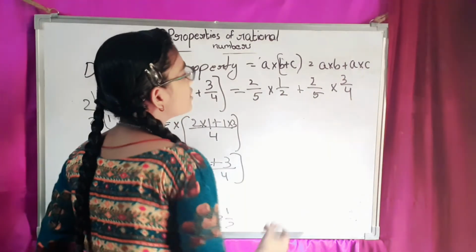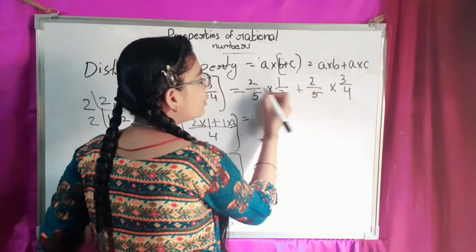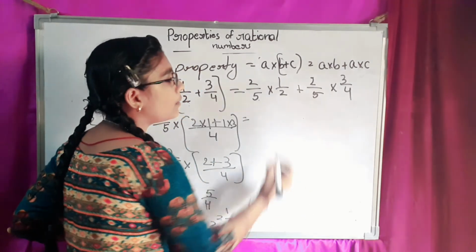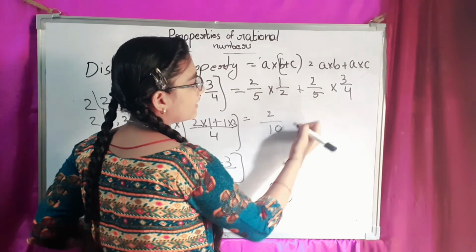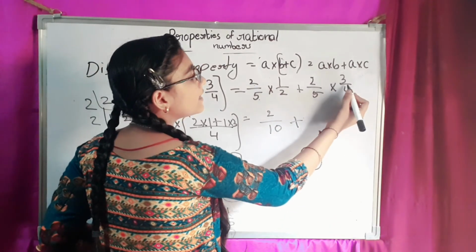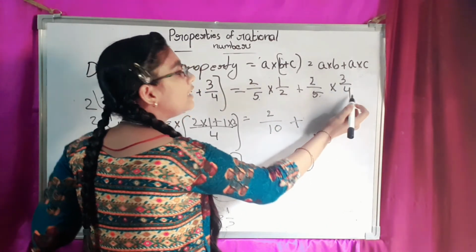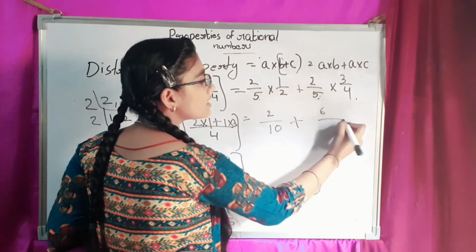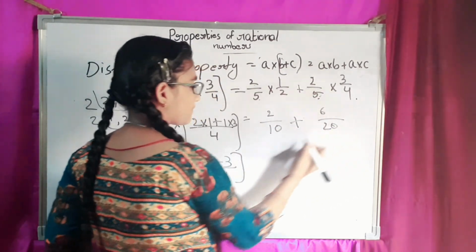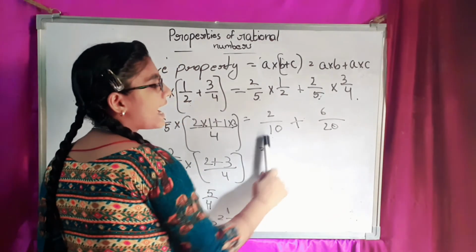Now we should do this. 2 by 5 into 1 by 2. How much? 2 ones are 2, 5 twos are 10. Plus 2 by 5 into 3 by 4. 2 3s are 6, 5 4s are 20. You should add these two numbers.